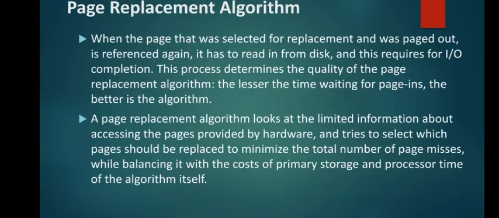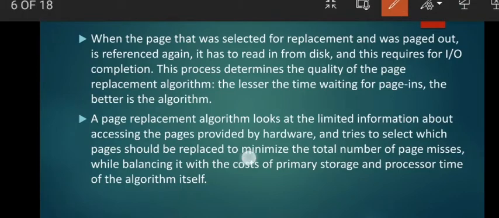A page replacement algorithm looks at the limited information about accessing the pages provided by the hardware. It tries to select which pages should be replaced to minimize the total number of page misses, while balancing it with the cost of primary storage and processor time of the algorithm itself. So when you say page misses, you have to minimize the invalid references.